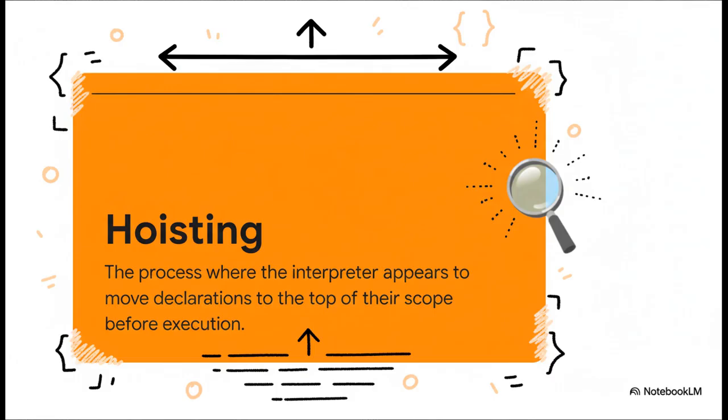Now, the name itself is a bit of a metaphor. Your code isn't actually getting shuffled around. What's really happening is that the JavaScript engine does a quick scan of your code before it runs anything. In that first pass, it just makes a list of all your function and variable declarations. Let's break down what that really means.